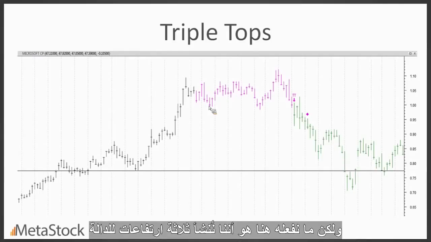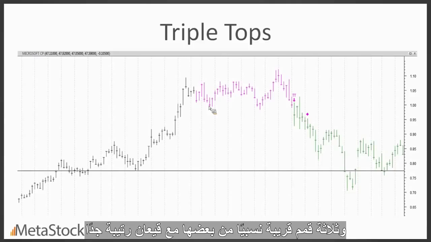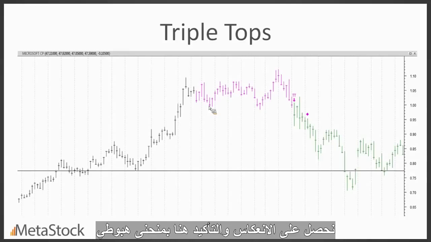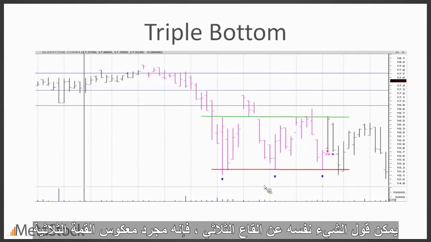But what we're doing here is we're establishing three heights of the instrument, three tops that are relatively close together with troughs that are pretty darn even. Okay, and we get our reversal and our confirmation down here with actually a doji. The same can be said for our triple bottom, so it's just the inverse of a triple top.